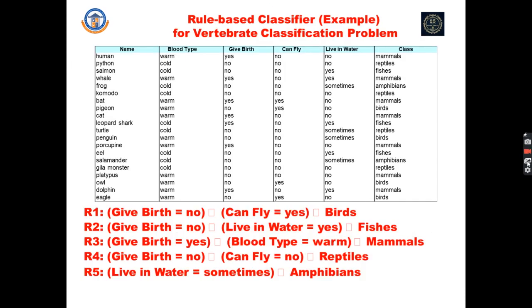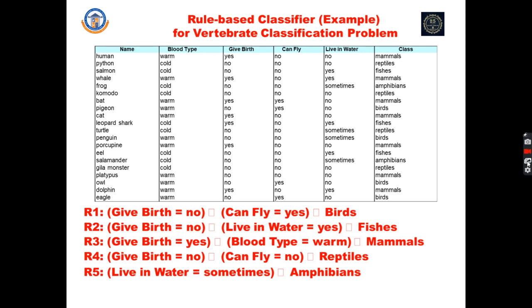Then coming to the next example, a rule-based classifier for the vertebrate classification problem. This is the problem for vertebrate classification. If it doesn't give birth and it can fly, we will consider it a bird. This is all considered using the tabular column. And coming to the next one, if it does not give birth but it lives in water, it is considered a fish.